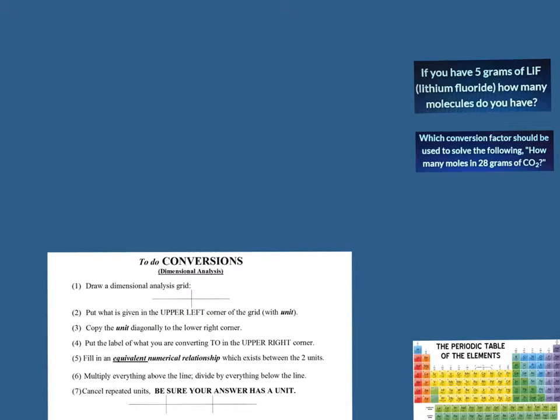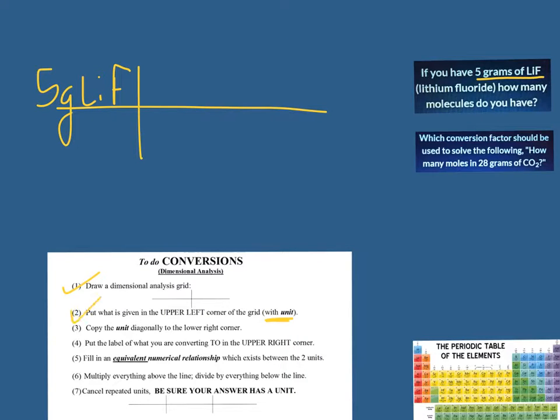So step 1, draw a dimensional analysis grid. Check. Put what is given in the upper left corner with the unit. I'm given 5 grams of LiF, 5 grams lithium fluoride. Check. Copy the unit diagonally to the lower right corner. My unit is grams of LiF, grams of lithium fluoride. Check. Put the label of what you're converting to in the upper right-hand corner.